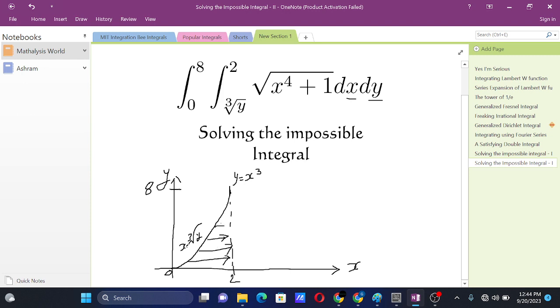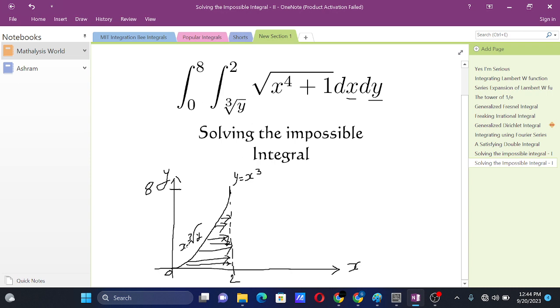So this is what is shown in the limits of integration, and the value in the middle is just the height of the 3D figure that's lying in the space. Basically these limits of integration denote the area, y going from 0 to 8 and x going from cube root of y to 2.